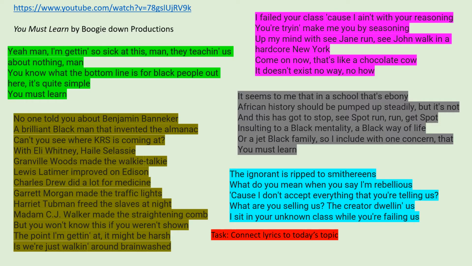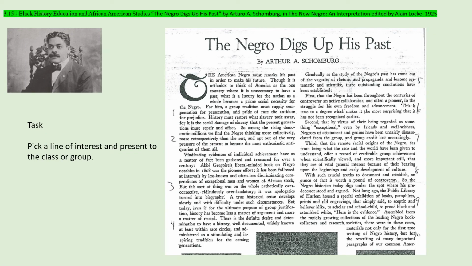this song that we looked at, You Must Learn by Boogie Down Productions from the 1980s, where it's looking at that same idea. So it's interesting to point out that in the early 1900s, people are making that case, and then by the time it gets to the 1980s, you have rap artists making a similar claim that if you teach black history, that might change the perception of self, and that might lead to progress and change.